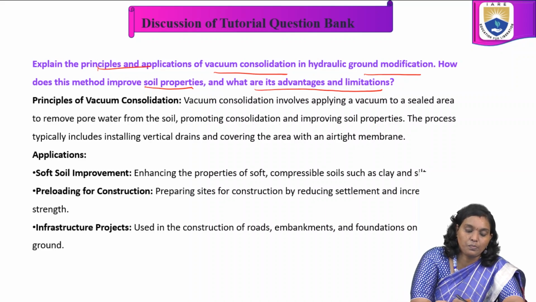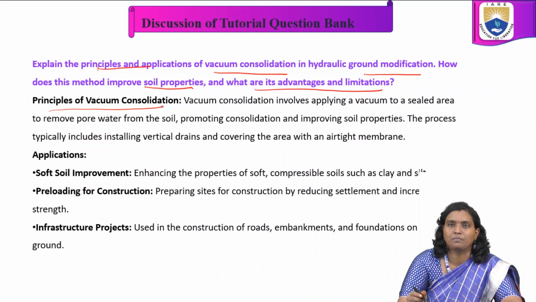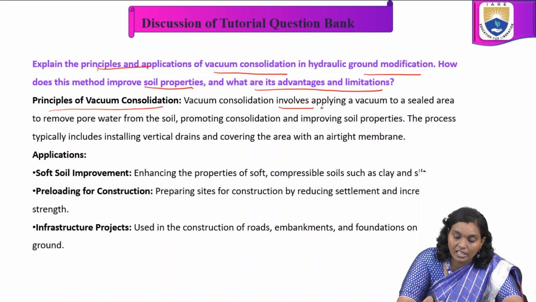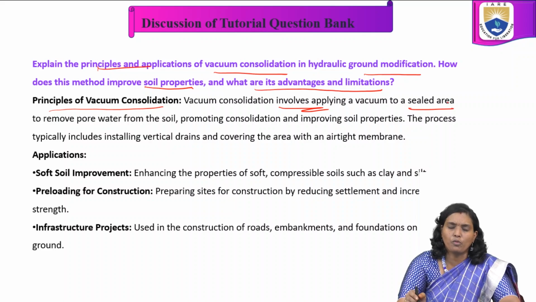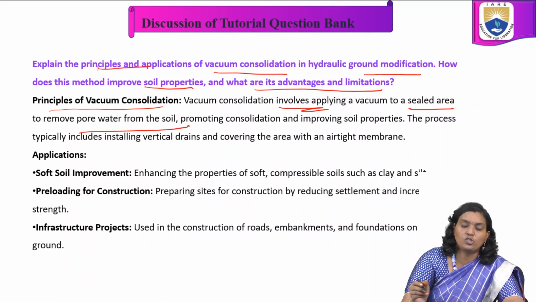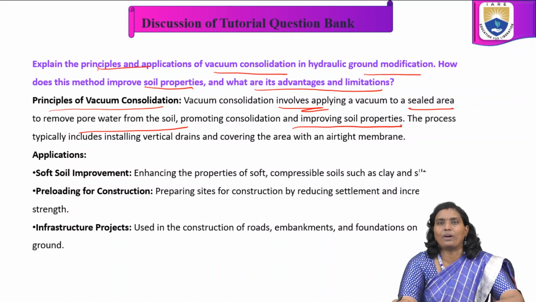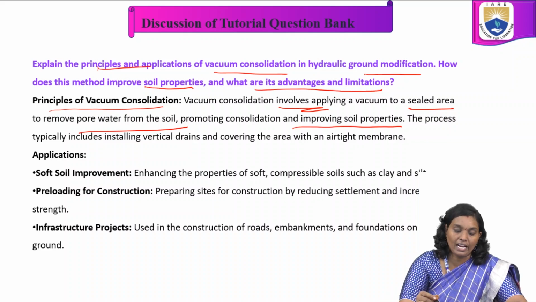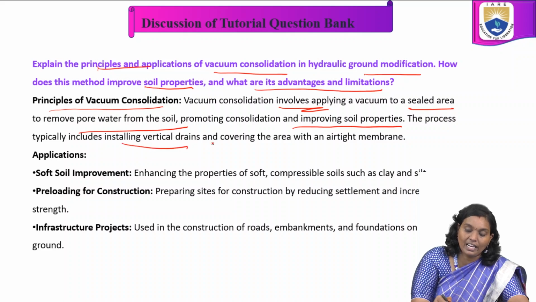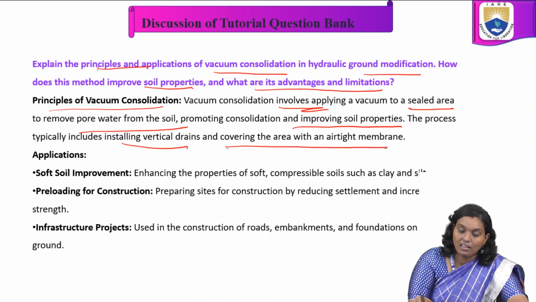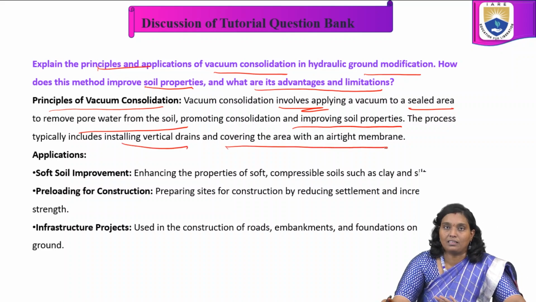Principles of vacuum consolidation: vacuum consolidation involves applying a vacuum to a sealed area to remove pore water from the soil, promoting consolidation and improving soil properties. This process typically involves installing vertical drains and covering the area with an airtight membrane.